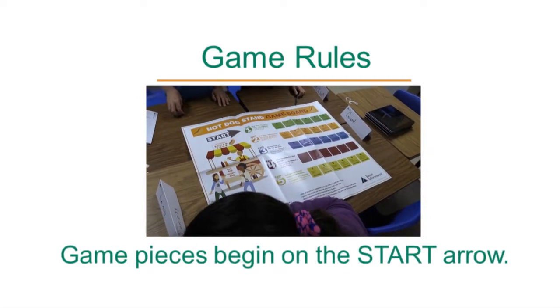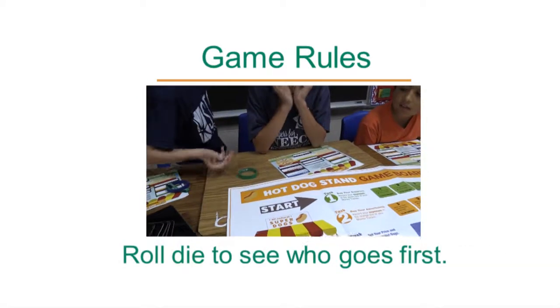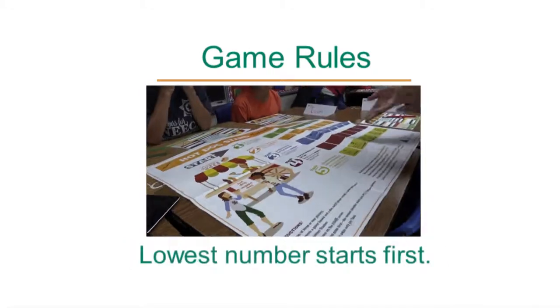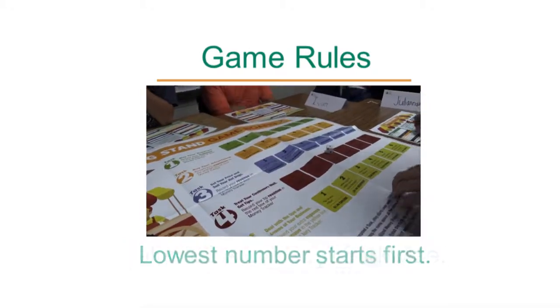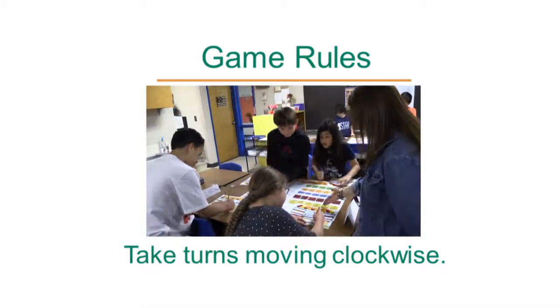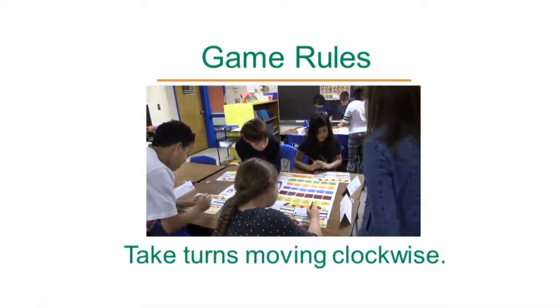Game pieces begin on the start arrow. Roll die to see who goes first. Lowest number starts first. Take turns moving clockwise from the first student to advance the turn.